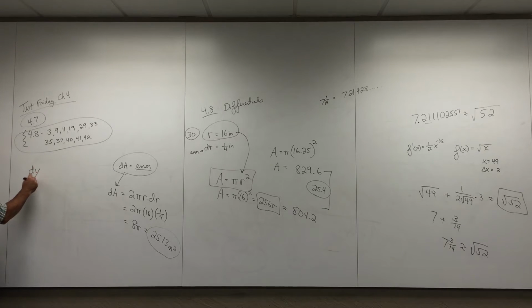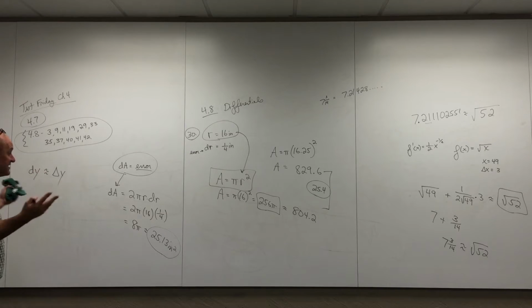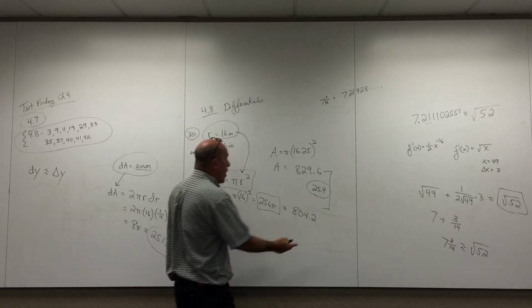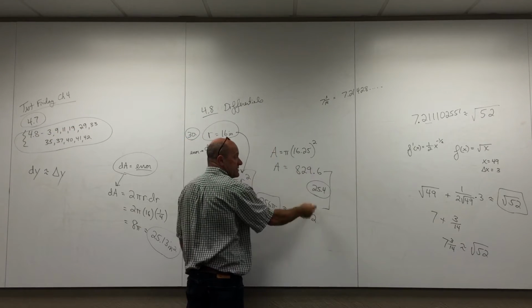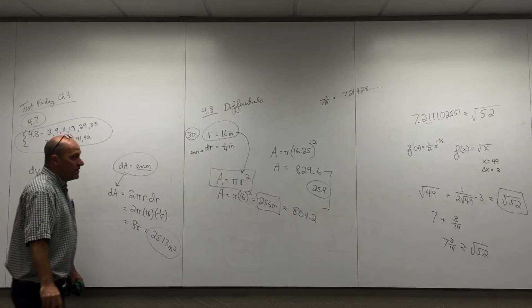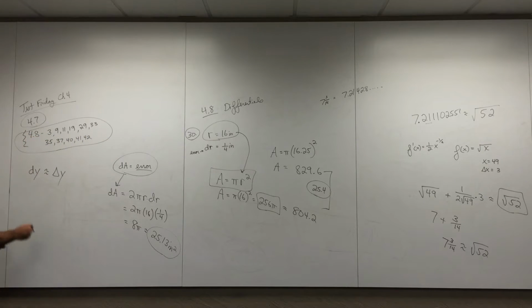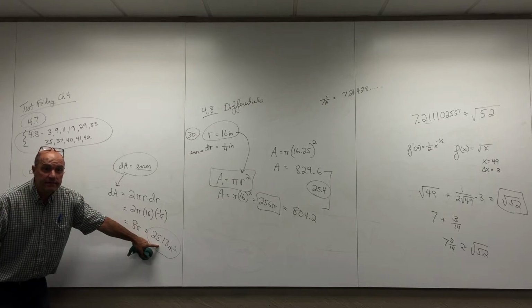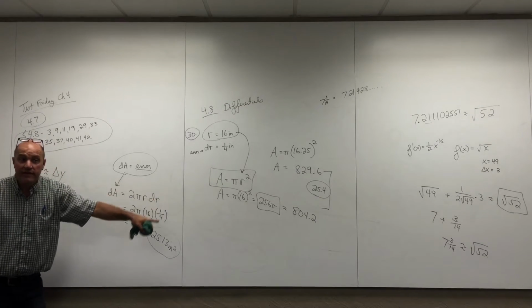Yeah. So dy approximates delta y. Remember the picture I had up here? The actual change in y is not the same as dy, but it's a close approximation for small changes in x. And I just did that. The actual change in y for this area is this. The approximation for the change in y is this. And it's darn good.